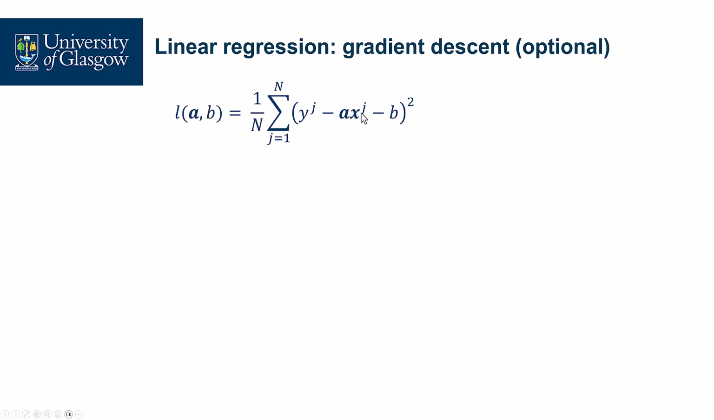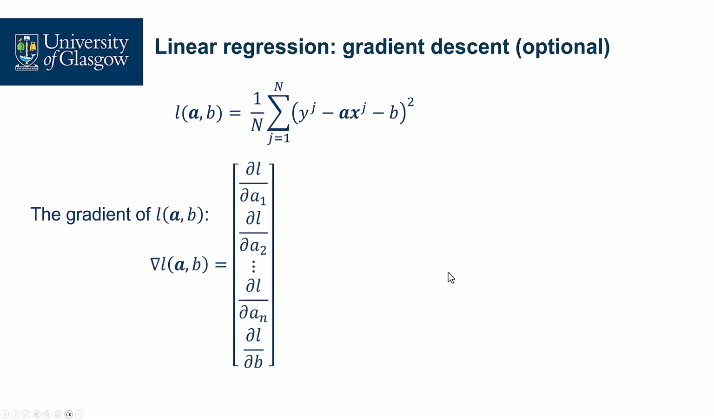These x_j and y_j are the samples. These are known numbers, and this j refers to the index of the samples. There are n samples in total, right? a and b are the decision variables, and a is a vector. Then we can consider how to do it. If we want the gradient of a and b, we need the derivative of L with respect to a1 to an, and the partial derivative of L with respect to b, right?